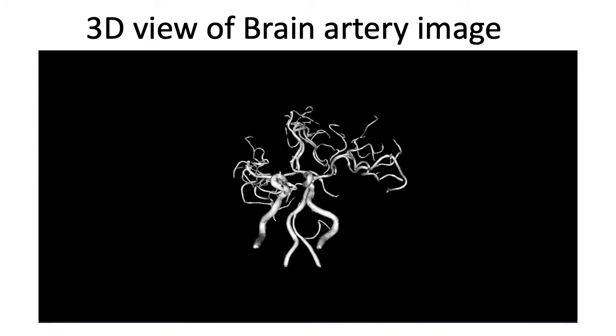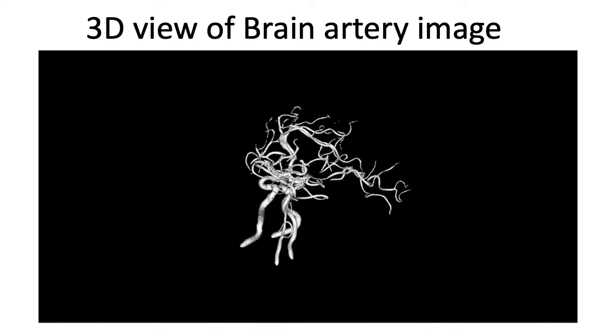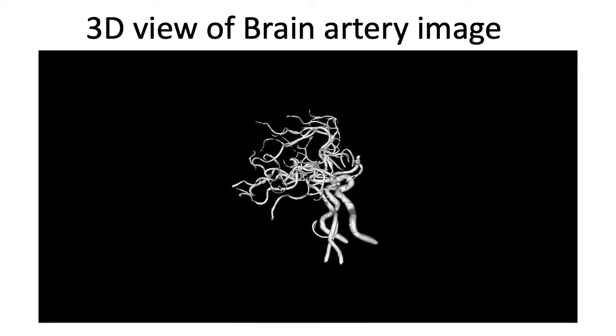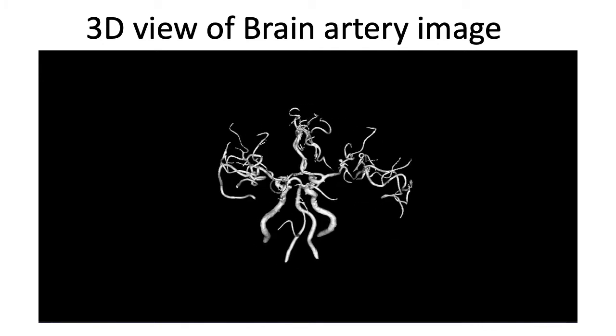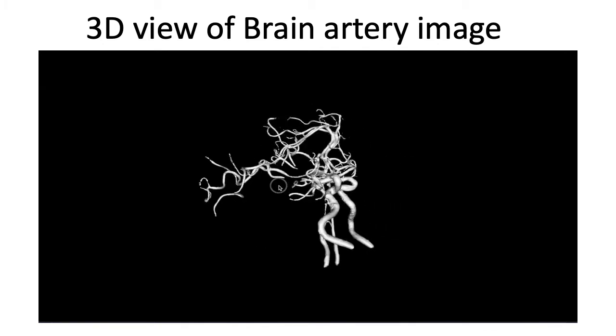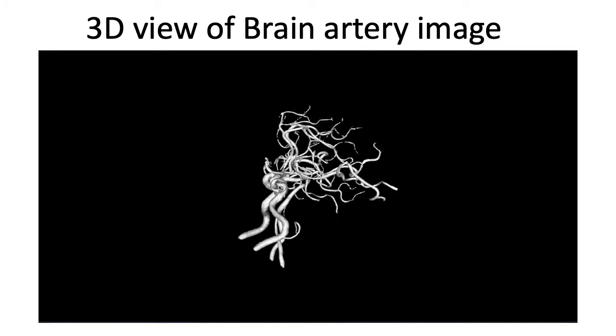As you can see, it is tedious for a doctor to check every part of the blood vessels and find out if an aneurysm is there. That's why using a neural network to detect aneurysms in the brain is effective.